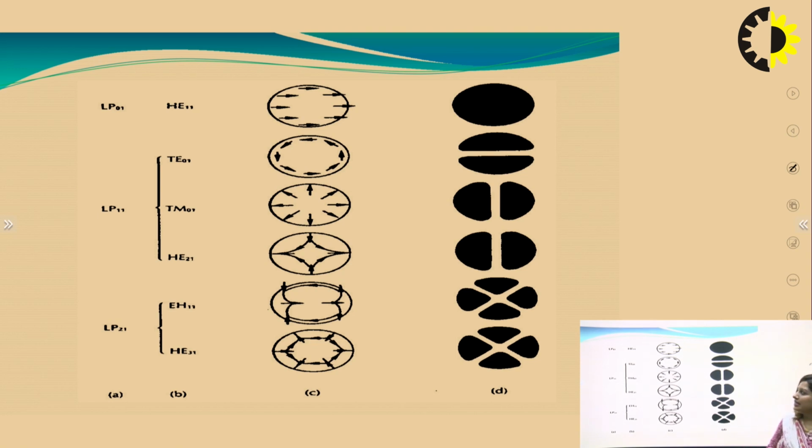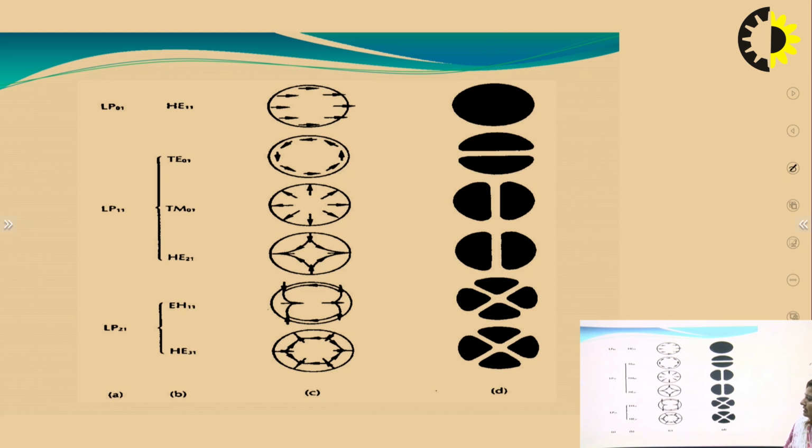Similarly, we have in the diagram LP01, HE11, which has the unidirectional electric field. Similarly, LP11 has two intensity profiles, one horizontal intensity profile and one vertical intensity profile. Similarly, TM01, HE21, then EH11, which corresponds to the linearly polarized mode LP21.